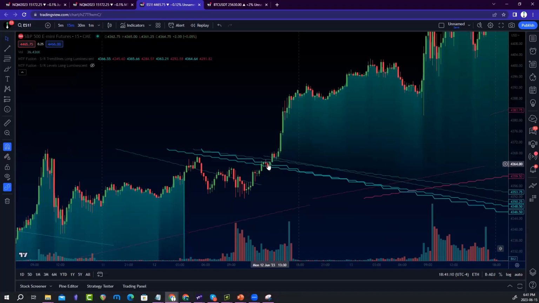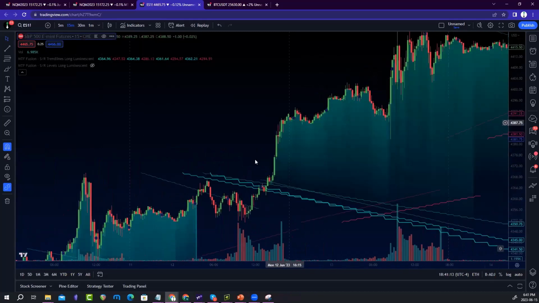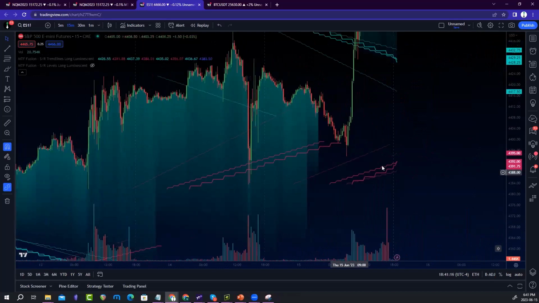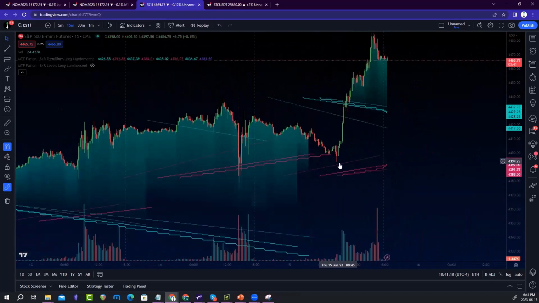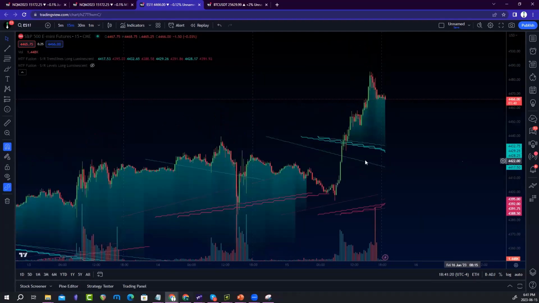And we can see that, again, it came down, tested to see if the resistance becomes support. It was, and then it broke away and flew off from those levels. We see down here, we kind of almost got a bounce off this trend line. Here we had the same thing again. It broke these 4 trend lines, tested them to see if they would be support, and then rocketed off.